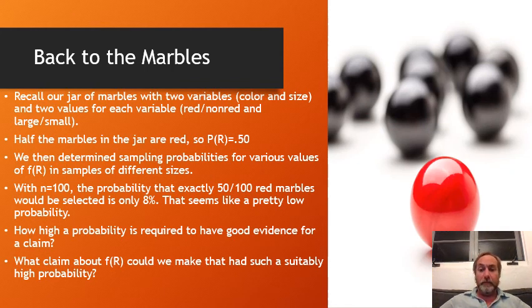Well, there's a way to get around this, right? We need to answer two questions. So 8% feels low, but maybe we should answer the question, how high of a probability would we want? What do we need in order to have good evidence for a claim? And then what sort of claim about the relative frequency of R could we make that gave us such a suitably high probability? The answer to the second question will depend on the answer to the first question. So let's look at these in order.